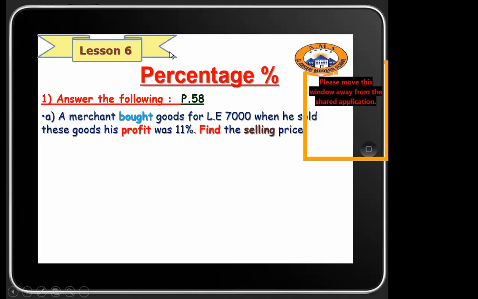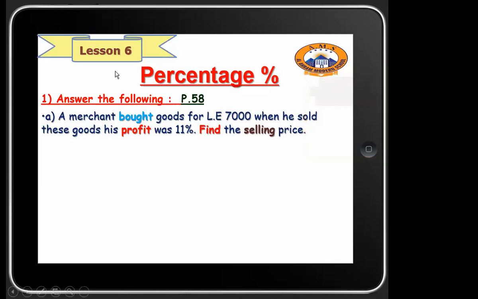A merchant bought goods for LE 7,000. When he sold goods, his profit was 11%. Find the selling price. Very good. Thank you, Ahmed. A merchant bought goods for LE 7,000 and he sold this with profit.